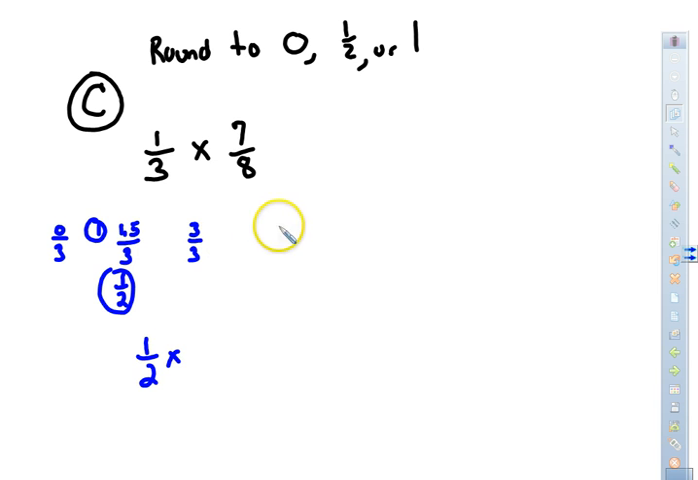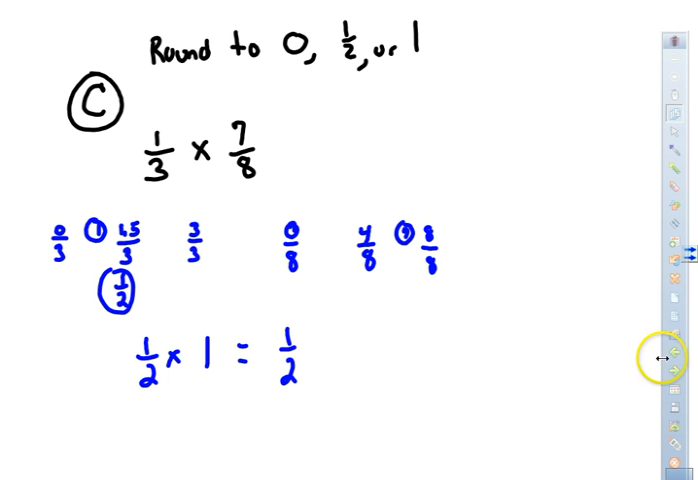Then we have our 7/8, which would be 0/8, 4/8, and 8/8. And my 7 again would fall right in this area, closer to 8 than it is to 4. Therefore, it's going to round to 1 whole. And 1/2 times 1 is 1/2. Or you can think of it as 1/2 of 1. And again, any number times 1 is that number. That's another approach when solving those multiplication problems.